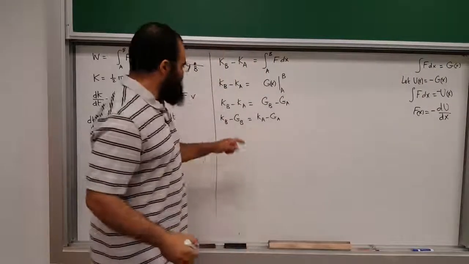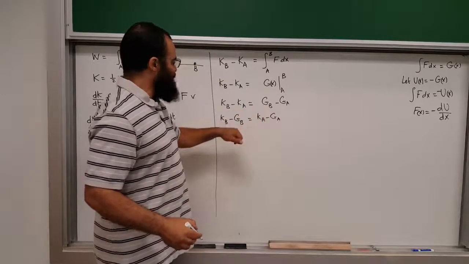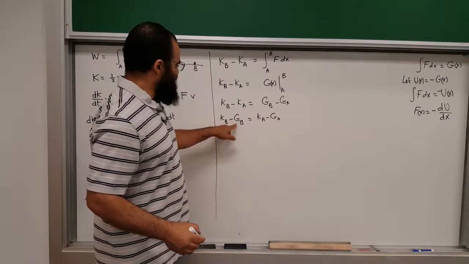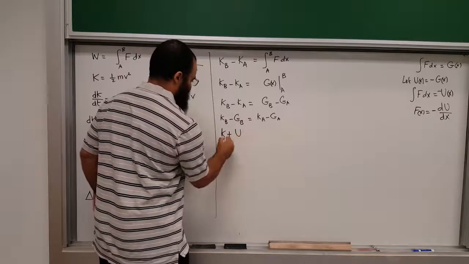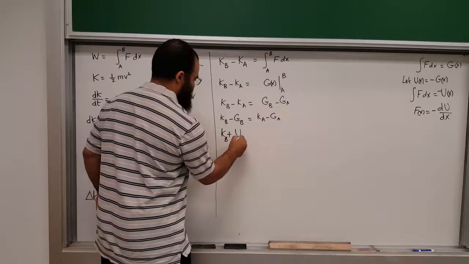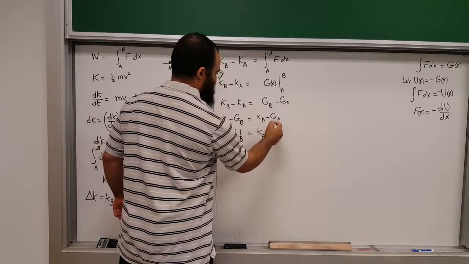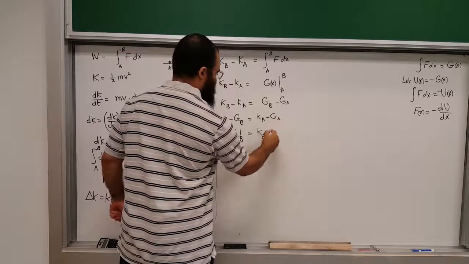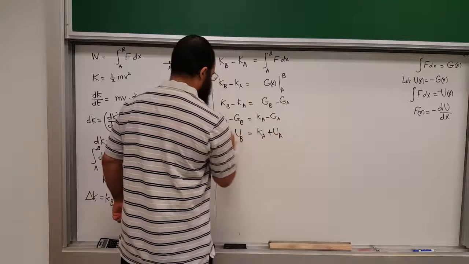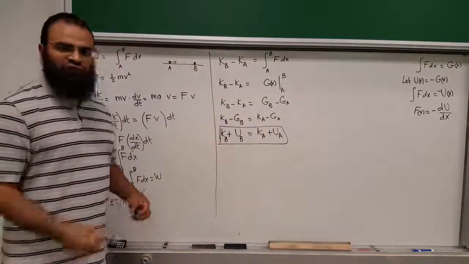So with that minus sign, g at point B will equal negative u at point B. So you have negative negative u, so this will be k plus u. Kb plus ub equals ka minus ga, but ga is negative ua, so minus minus ua is plus ua. And this is the formula for the conservation of energy.